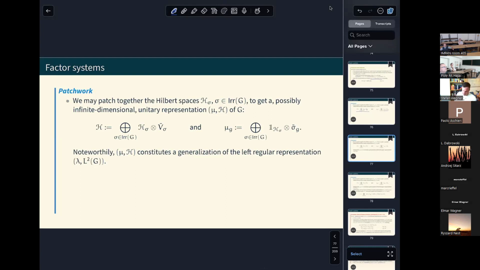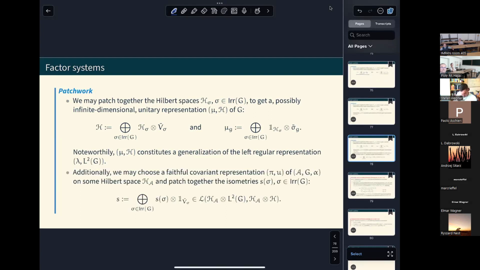What I'm saying here is basically, this was just a Hilbert space H. You can do the same thing with the isometries, and then you get a big isometry on this Hilbert space here. You take the sum over all the irreducible representations, you tensor with one, and then you end up in this space of operators, and then you see that this S is an isometry.